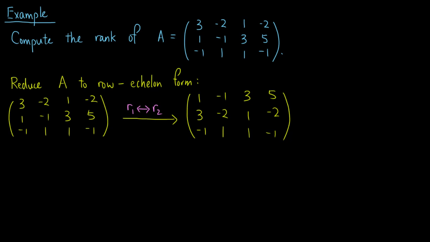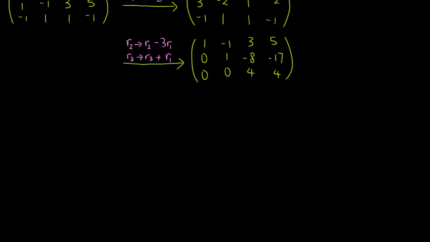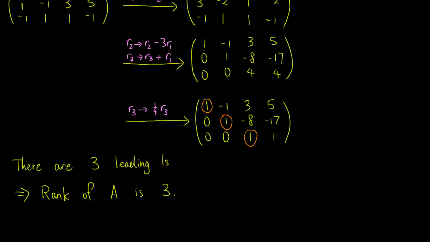So we obtain this matrix. Next, we subtract 3 times the first row from the second row and add the first row to the third row in order to create zeros below the leading one in the first row. The resulting matrix is this. Therefore, we just need to divide the third row by 4, and we obtain the row echelon form of A as follows. Now, it is easy to see that there are 3 leading ones in the row echelon form of A, which means that the rank of A is 3.